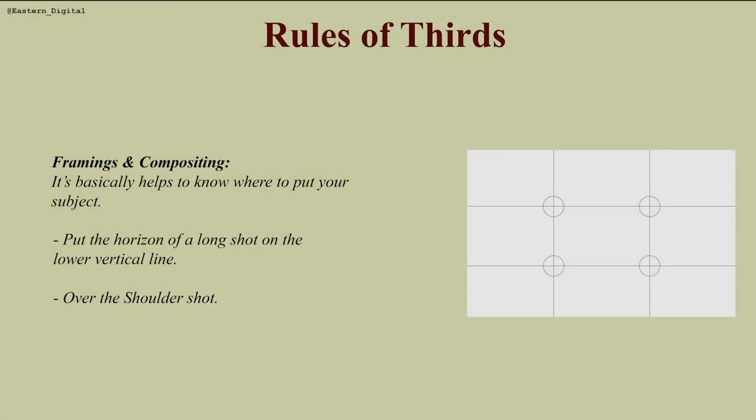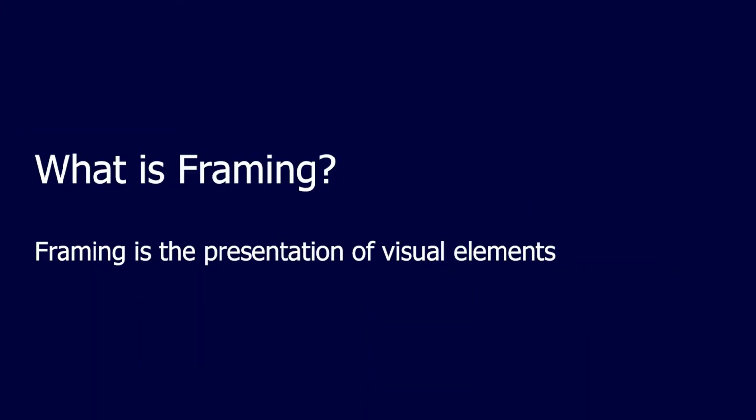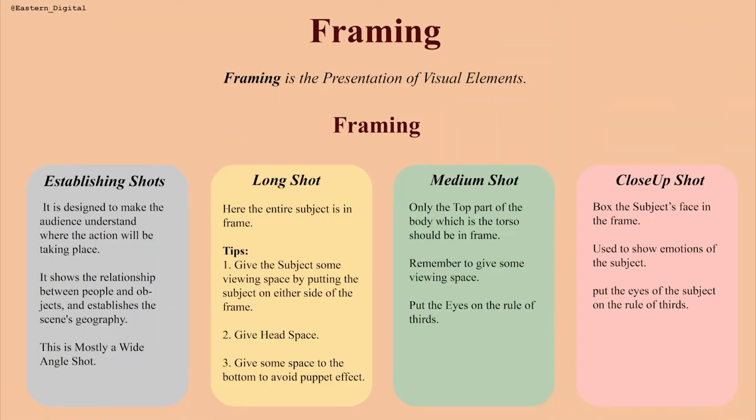So now let's move on to the next part, which is framing. Hi everyone, in this video we are going to learn about framing. Framing is the presentation of visual elements in your videos. Framing can be classified into 4 different categories, which are number 1, establishing shot, number 2, long shot, number 3, medium shot, and number 4, close-up shot.